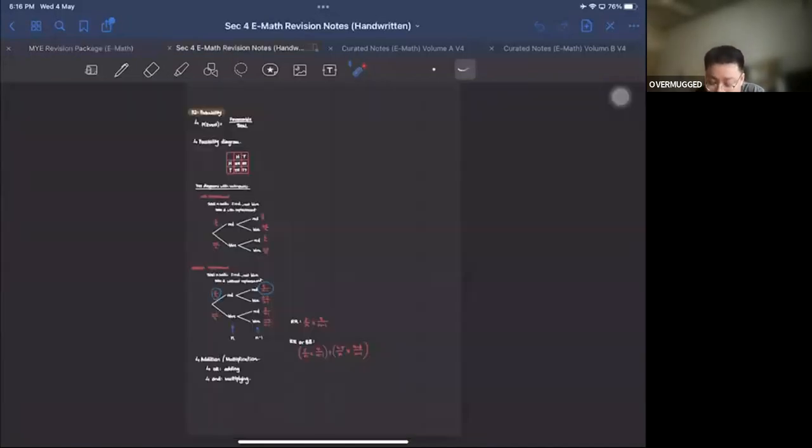Now, these black notes here, this is not in the curated notes. Okay, this is my own personal one. I will upload later. This is the last year version. I'm currently in the process of writing a new one. When that one is really closer to the O levels, I will upload again.